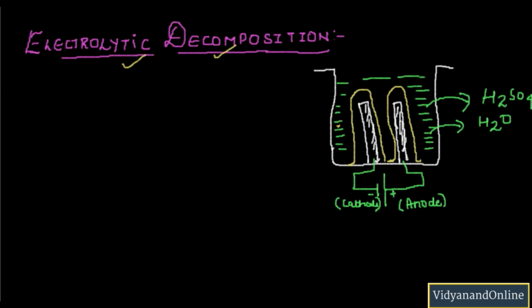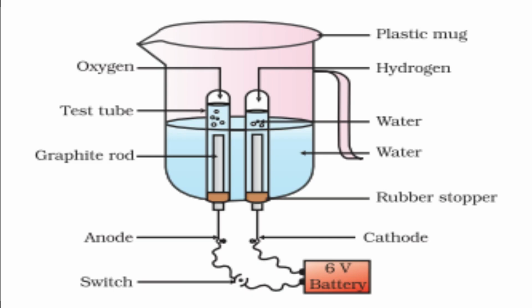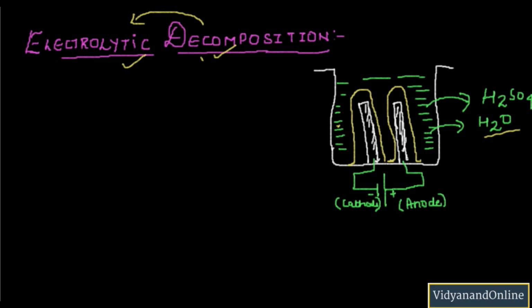It means decomposition with the help of electricity. Now for this I have taken a beaker, and into this we have water and a small amount of sulfuric acid. So that is why this water will be called acidified water. Now the question arises: why is sulfuric acid used?